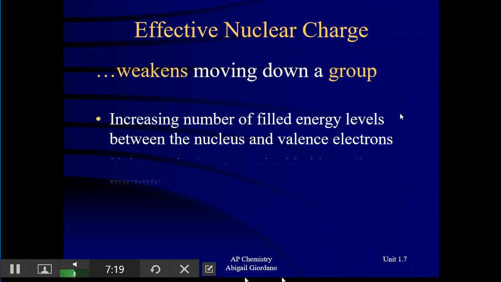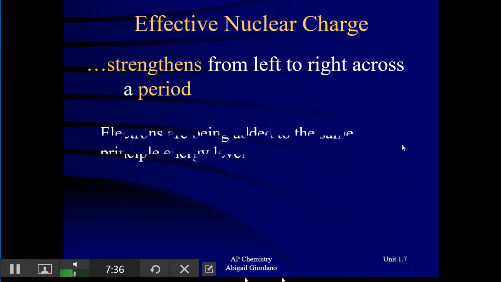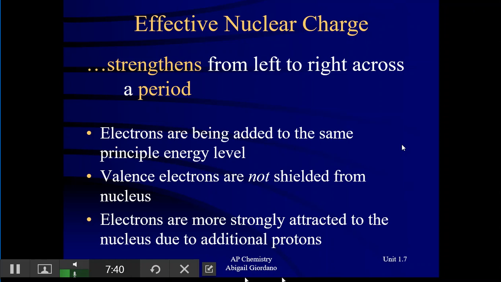Okay, so this slide just solidifies what we just talked about. When you're talking about up and down, it's the increasing number of filled energy levels between the nucleus and the valence electrons. When we're talking left to right, we're on the same energy level, but electrons are more strongly attracted because of additional protons.